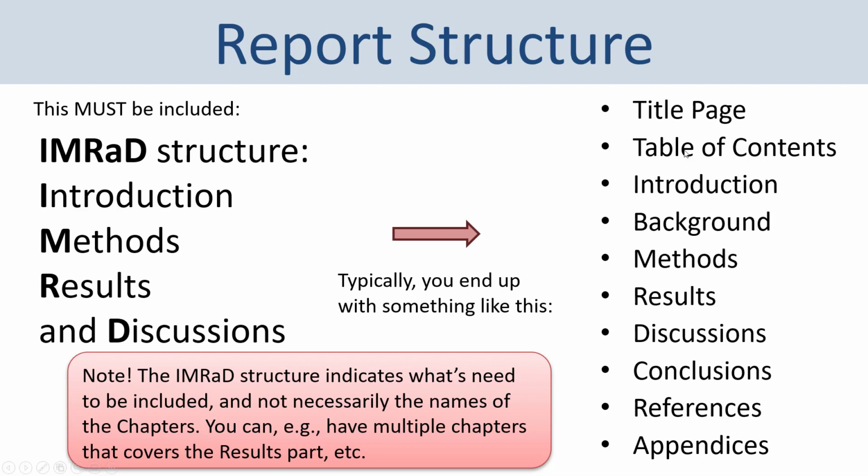And typically you end up with chapters like this. You can have a title page, a table of contents, an introduction chapter. You can have a background chapter, typically included in the introduction chapter. You can have 1 or more chapters regarding the methods used, 1 or more chapters regarding the results of your work, a discussion chapter, and a conclusion chapter, and then a list of references. And for larger reports, you typically have 1 or more appendices.